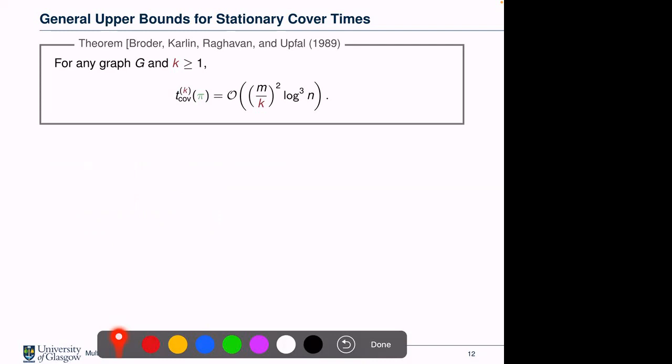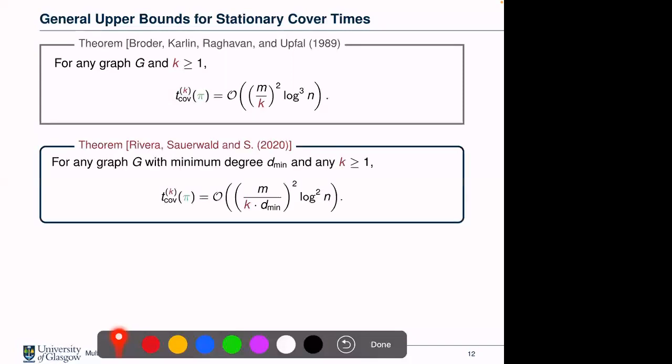So what's known? So this is a nice bound, quite old now, by Broder, Karlin, et al. And they give this upper bound that holds for any graph. We actually refine this a little bit, we'll improve it. We can shave off a log n, and we can slide in a d min on the bottom. So for some graphs, this is actually a significant improvement. And our bound is tight for the cycle with large k.